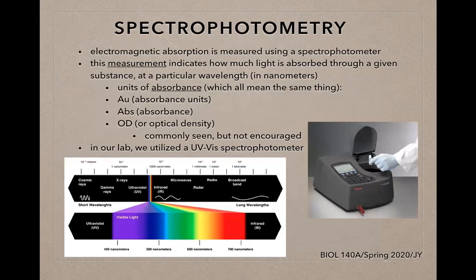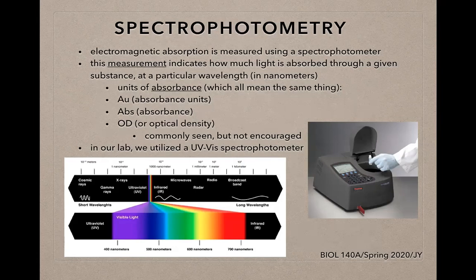And I just want to review spectrophotometry next. Spectrophotometry is a technique used to measure absorption, and this is done using a spectrophotometer. Specifically, we are measuring electromagnetic absorption. This measurement will indicate just how much light is absorbed through a given substance at a particular wavelength in nanometers.